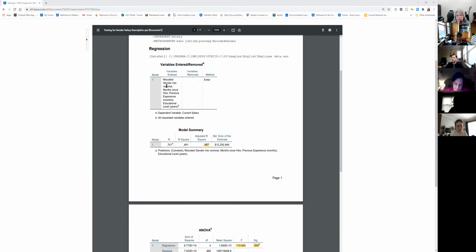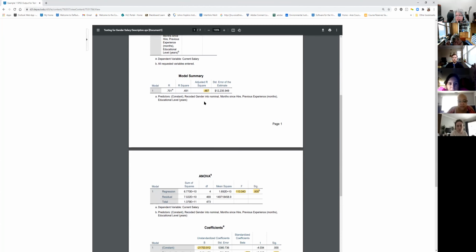All right, and so here's our other X variables. You can see months since hire, previous experience, education levels, and it's telling you, okay, the dependent variable was current salary. So this is just a quality check. This is what you entered into SPSS. Make sure this is what you entered. All right, this is why I wanted to use this. I've highlighted the areas that you will read for interpretation, and we're going to talk about each of those right now. The first one that we're going to read is going to give us the strength of the model.